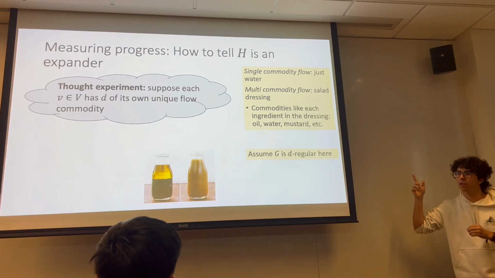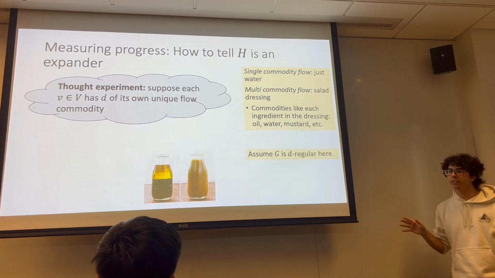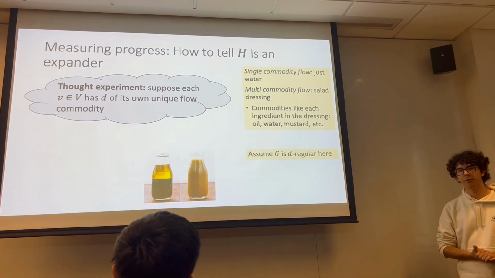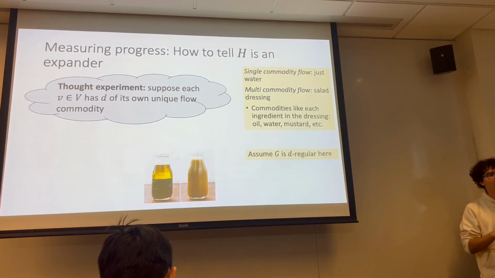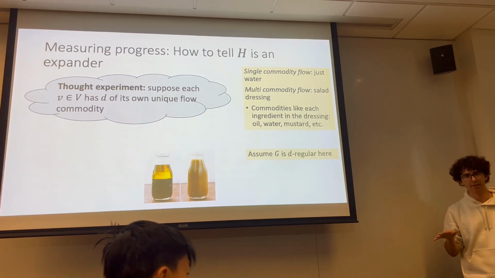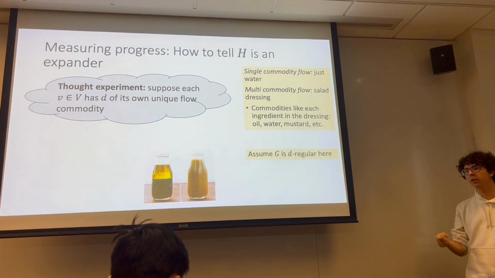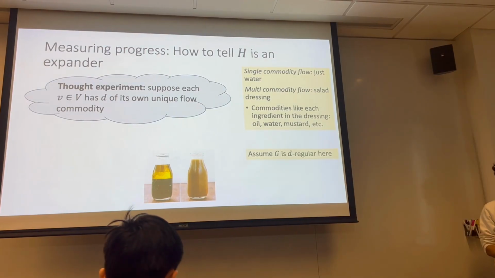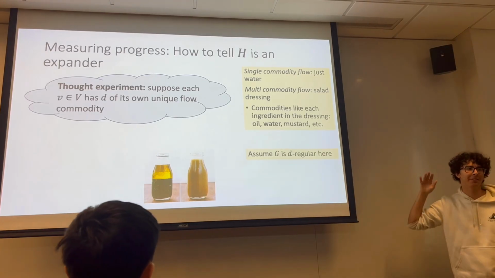Before, when I talked about flow, there was just water in the pipe network. For multi-commodity, it's like we're flowing around a salad dressing through the pipe network. So there's a bunch of different components. You have oil, water, mustard. They don't quite mix, but they're all flowing around at the same time. Each vertex has its unique flow commodity. So one has oil, one has water, one has mustard, whatever. You probably shouldn't have mustard, otherwise it's probably not going to flow very well. But anyway, it's liquids of different density, whatever.